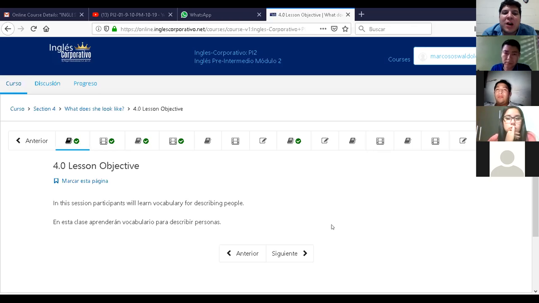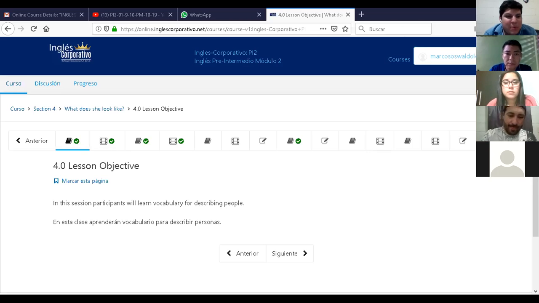Repeat it with me. Vocabulary. Vocabulary. Adelante, presionando un poquito el labio inferior. The next one is describing. Describing. All right, very good. Let me see, Bea. Help me and read, please. In this session, participants will learn vocabulary for describing people. Very good. Good job. So, en esta clase aprenderán vocabulario para describir personas.